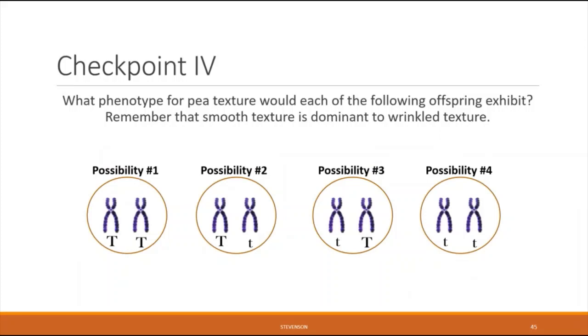Knowing this, knowing that there are four different possible genotypes that could come from the cross when Mendel was fertilizing these F1 generation plants with themselves, what phenotype for pea texture would each of these offspring exhibit? You have the genotypes here. Tell me, what are the phenotypes?